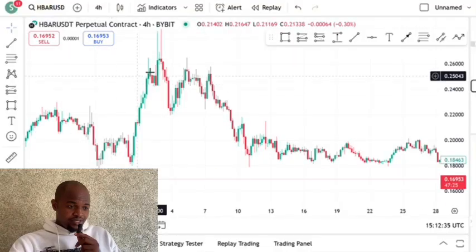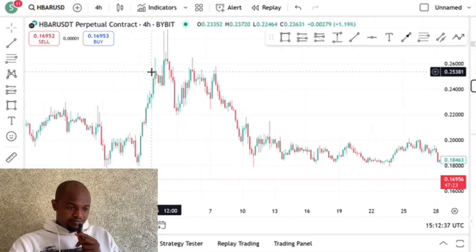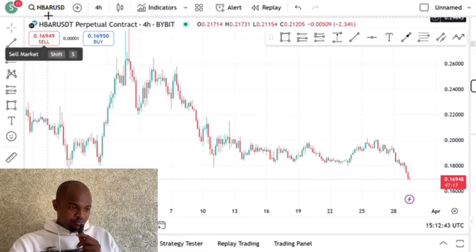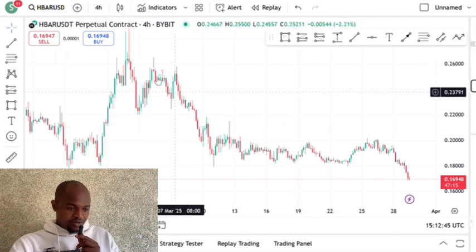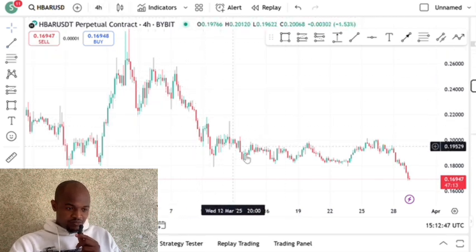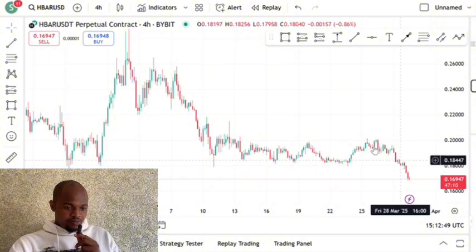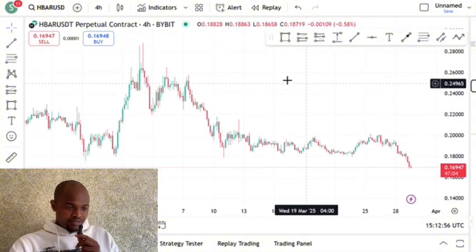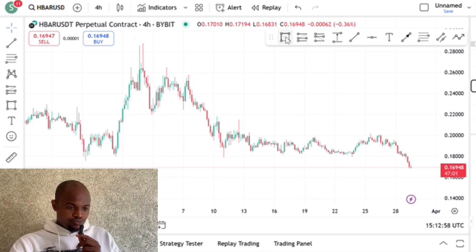So this is your chart. The first thing you want to know is the movement of the market, and we are on a 4-hour time frame. This particular pair is HBAR USDT, on the 4-hour time frame. You can see that the market is moving in a bearish wave. So the market is bearish. Let's quickly identify the structures or the points in the market.